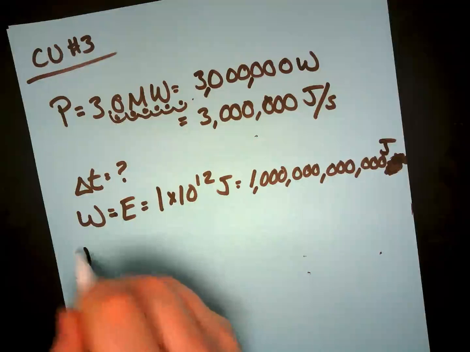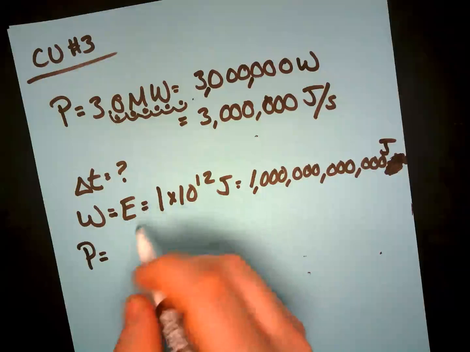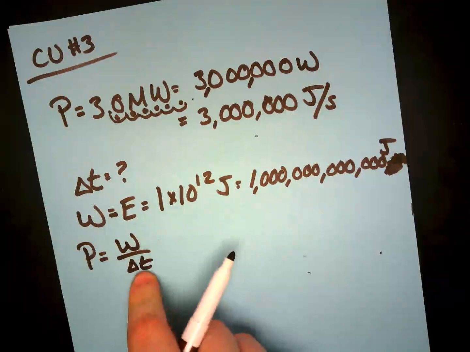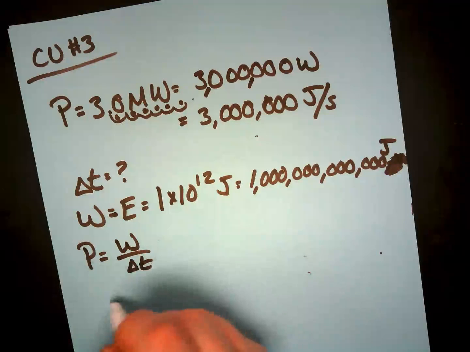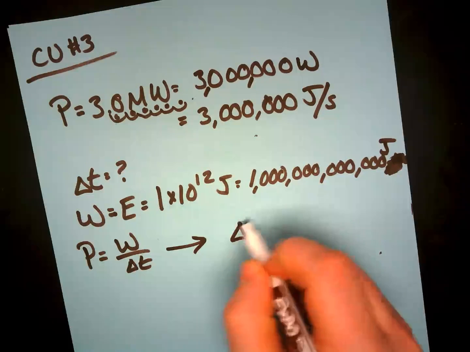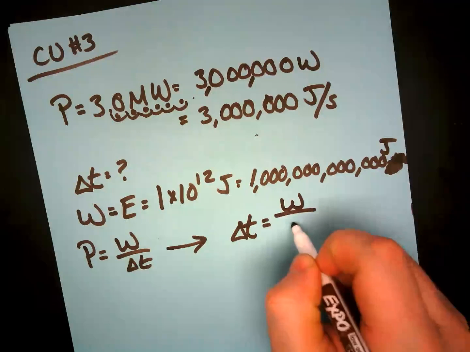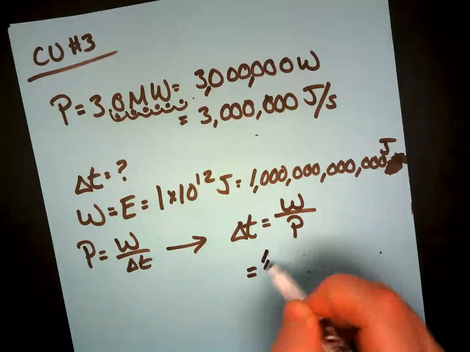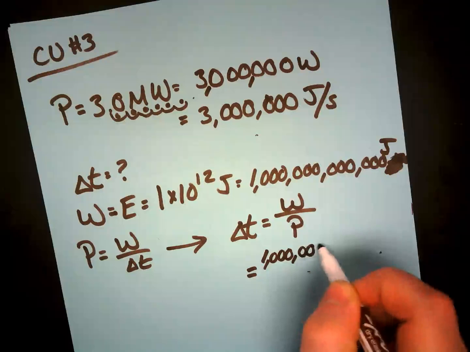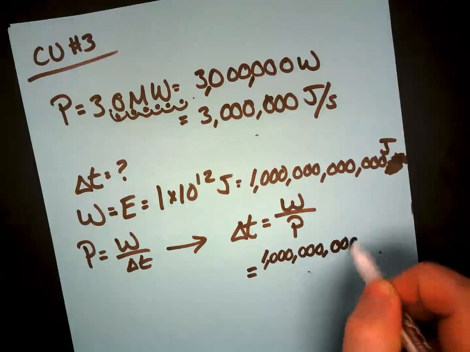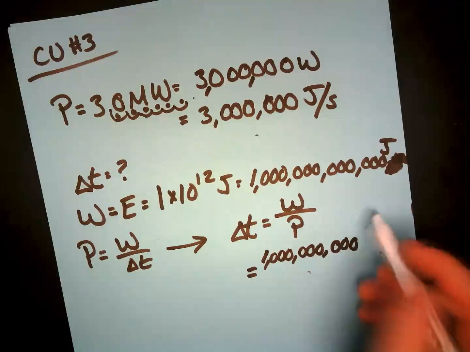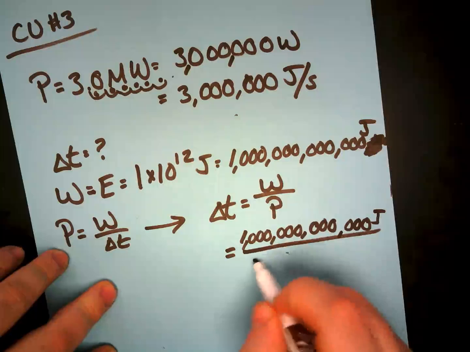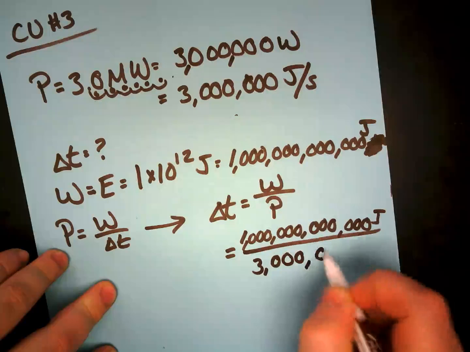This is pretty easy, and again, it just takes some converting. P is equal to W over T. We're trying to find T, so we move T over. So T will be equal to work over power. The work that we are talking about here is 1 trillion joules, over 3 million joules per second.